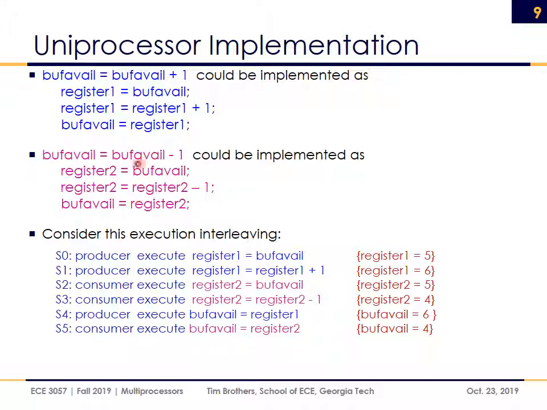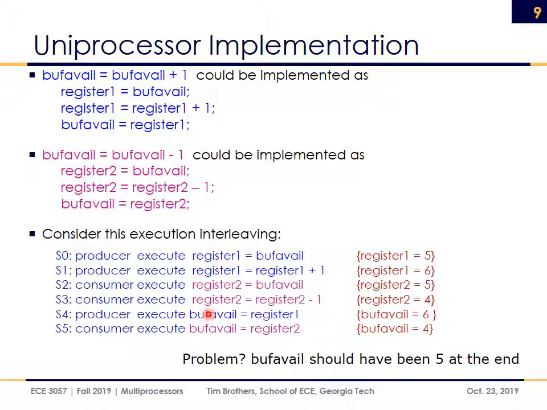While these opcodes are being executed, there's the possibility that we'll have a situation like this at the bottom. Register 1 is loaded and incremented, but it hasn't saved back yet. Then register 2 grabs the buffer available and starts to decrement it. Register 1 is stored back into the buffer available, and then register 2 is stored back into buffer available. So you can see what has happened here. The buffer available should have been set to 5 at the end. We started off with a 5, and we're increasing by 1 and decreasing by 1, so it should have gone up to 6, and then back to 5.